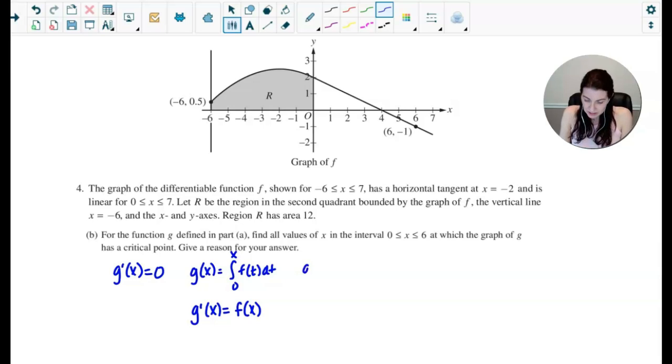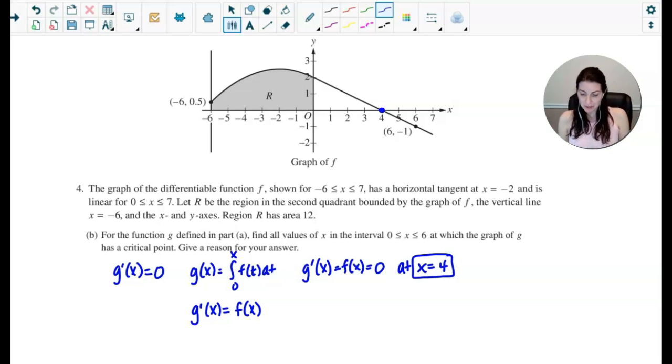So what I'm looking for is where g prime of x, which is the same as f of x, is equal to 0. That's where I will get the critical points. And because we are given the graph of f and we're looking between 0 and 6, we can see that right here at the x value of 4, g prime, which is f of x, is equal to 0. And that would be my answer.